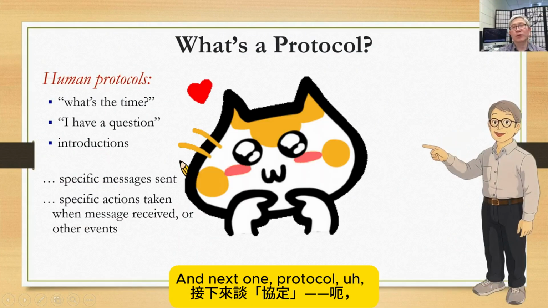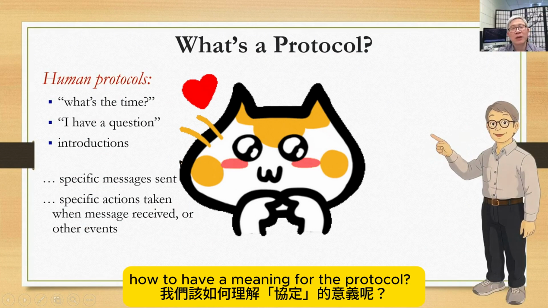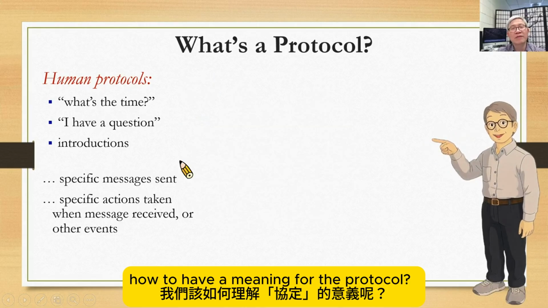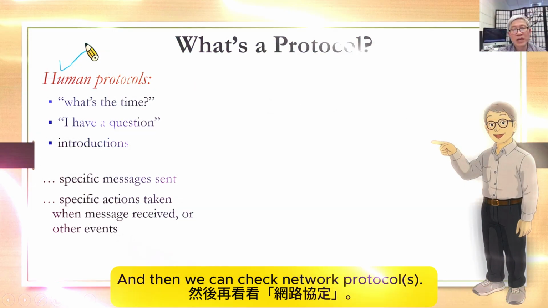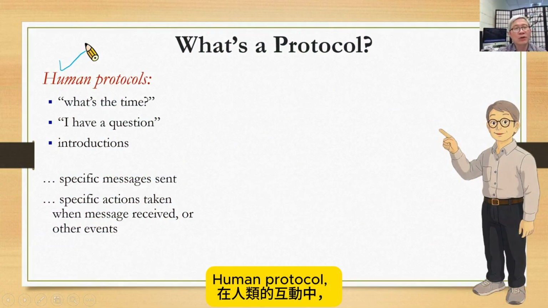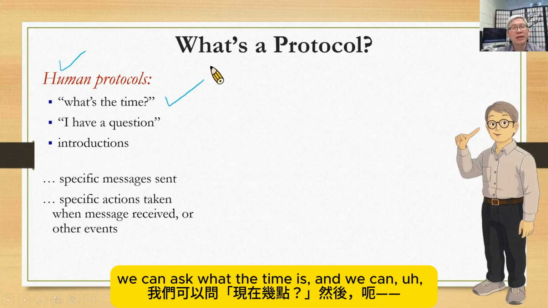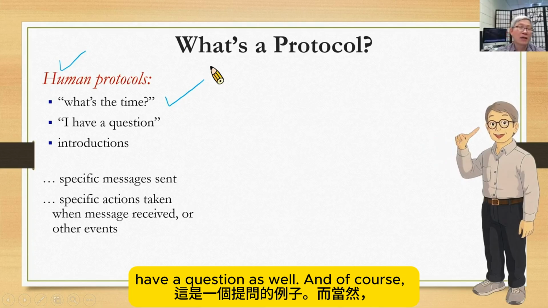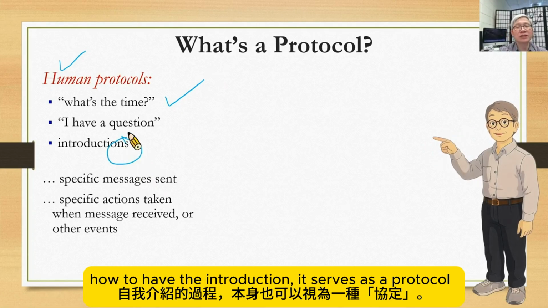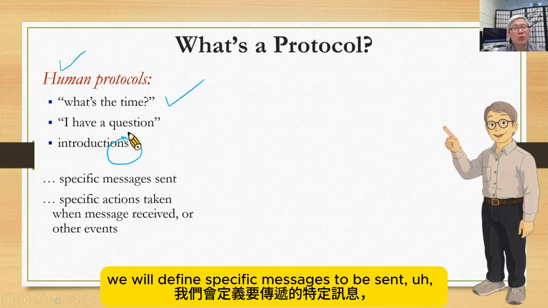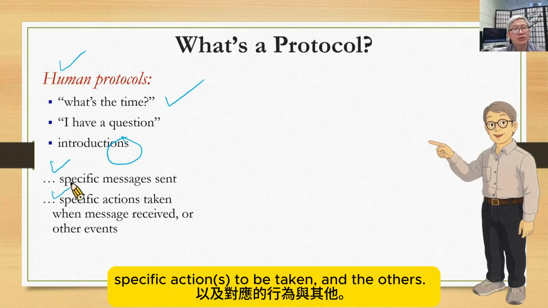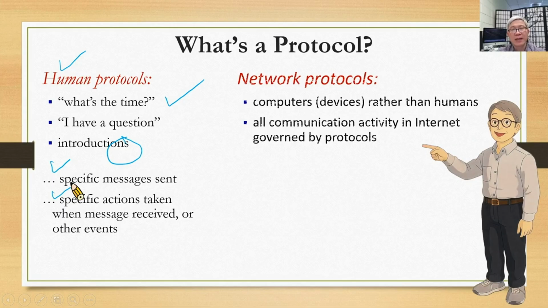And next one, protocol. How to have a meaning for the protocol. We can check human protocols first, and then we can check network protocol. For human protocol, we can ask what the time is, and we can ask a question as well. And of course, how to make an introduction serves as a protocol for sure. For this protocol, actually, we will define specific messages to be sent, specific actions to be taken, and the others.